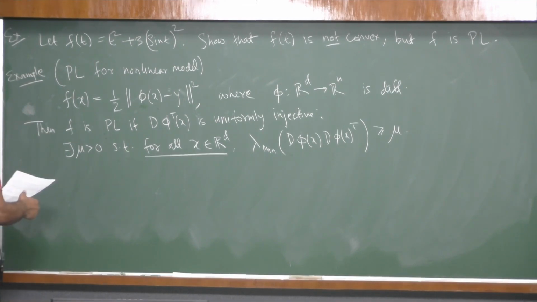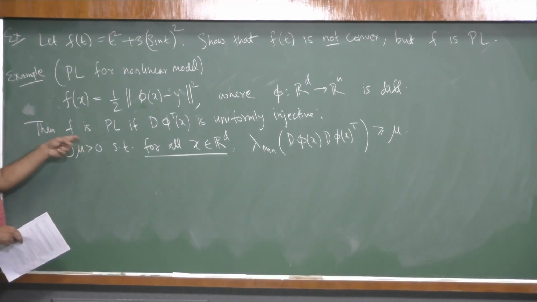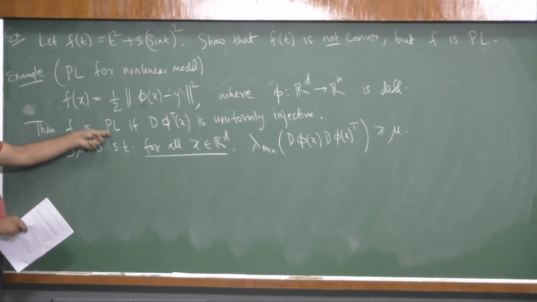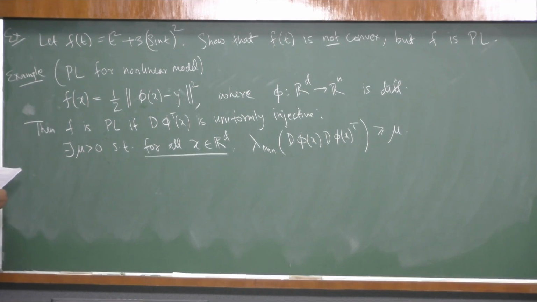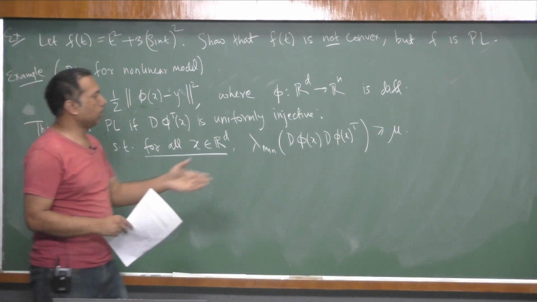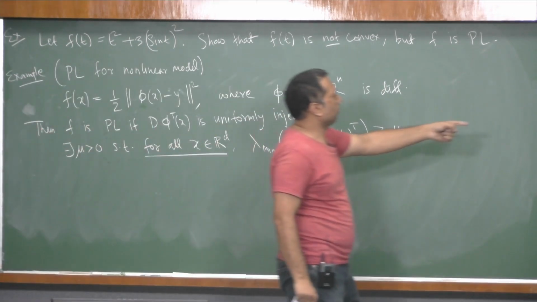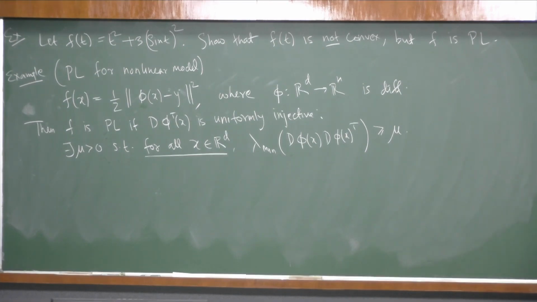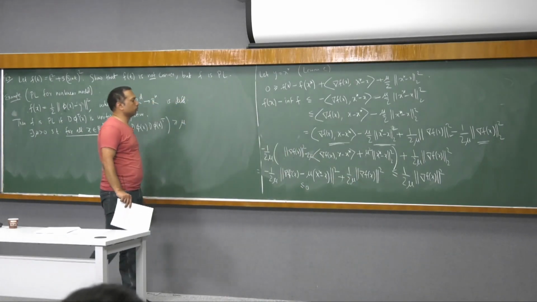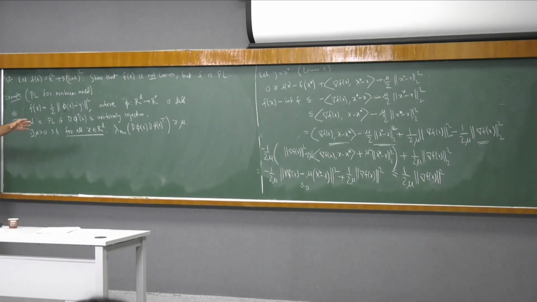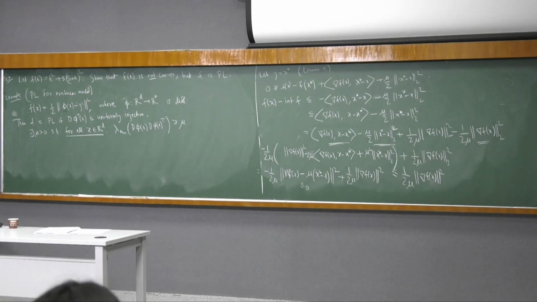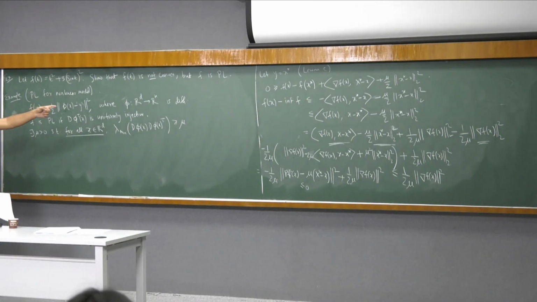Okay, so let us try to prove this. This is our assumption now, and f is PL is our claim. So f being PL means f(x) minus infimum of f must be less than or equal to 1 by 2 mu times the norm of grad f squared. This is what we are supposed to prove. So let us start with the norm of grad f squared, and we will prove that it's greater than or equal to 2 mu times f(x) minus infimum of f.